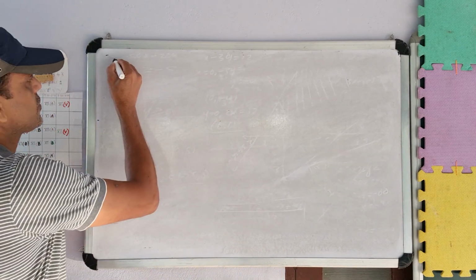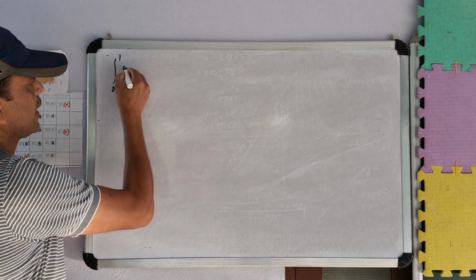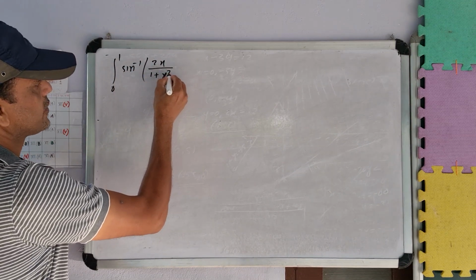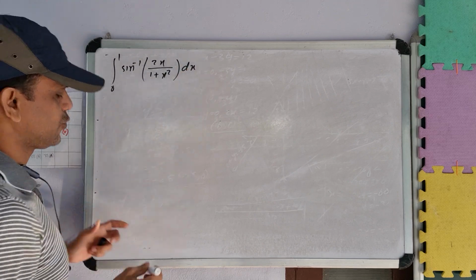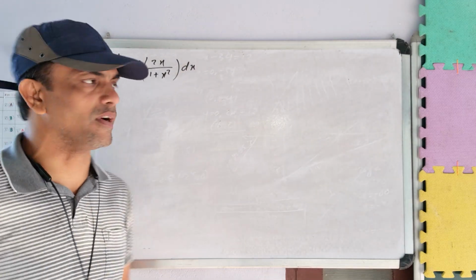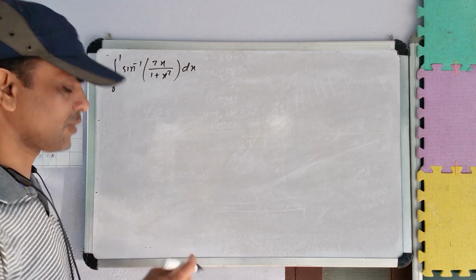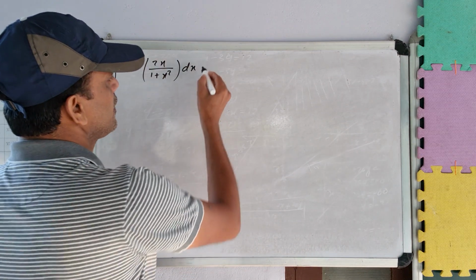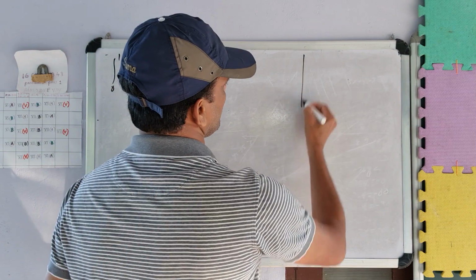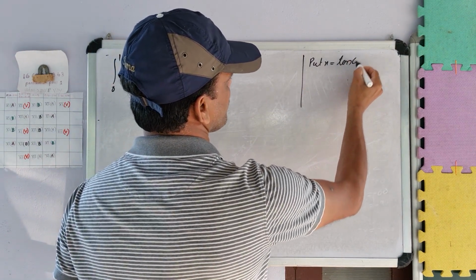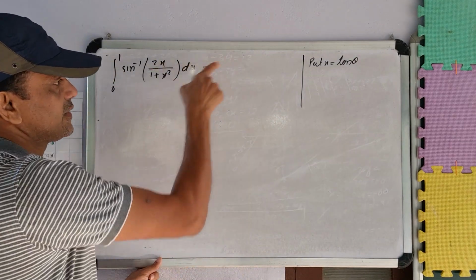The next one is the integral from 0 to 1 of sine inverse of 2x over 1 plus x squared, dx. And here too we can solve the problem in 2 different ways. Let's solve the problem in 2 different ways. Now, I'll put x equals tan theta.